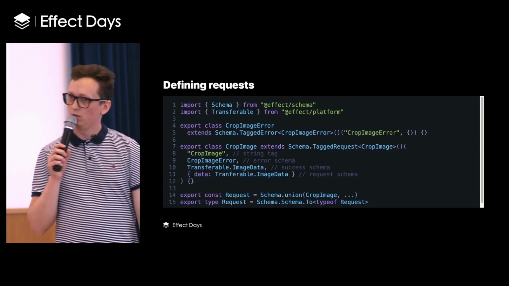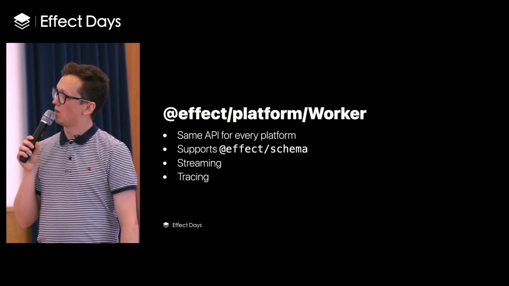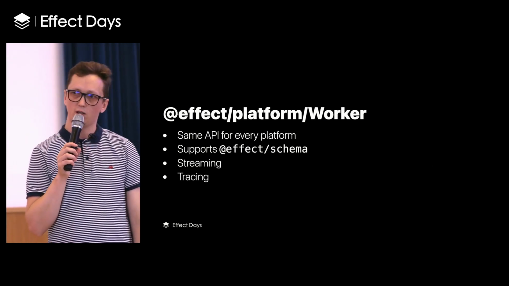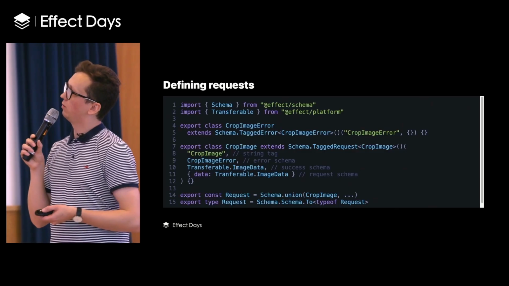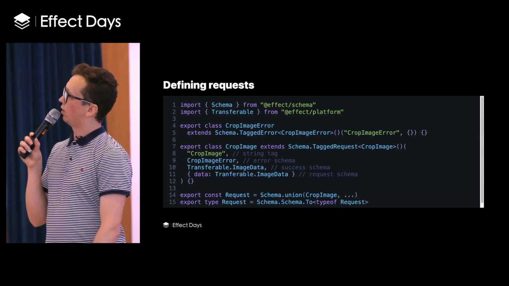So first up, I've mentioned it supports Effect Schema. And the first thing you need to do to use workers in Effect is to define some requests. So there's a bit of code here, but I'll step through it. And you can see here we're importing from the schema module and the platform module.